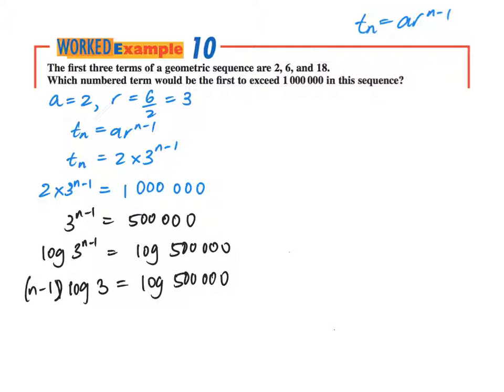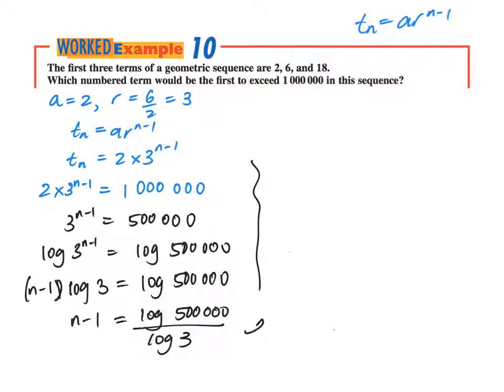And if we then go ahead and divide both sides by log 3, we will have an expression on the left as n minus 1. So from here, we can then just add 1 to both sides, and we will have some n value. So after some calculation, n minus 1 is equal to 11.94. Therefore, n is equal to 12.94.